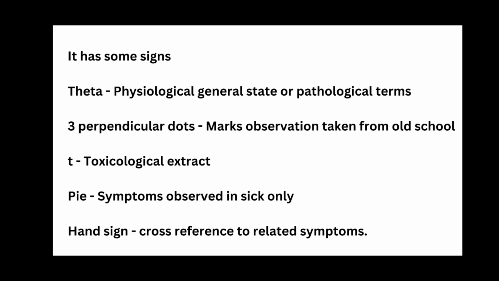3 perpendicular dots indicate observations taken from the old school. Sign T means the symptoms are extracted from toxicological source. Pi sign indicates symptoms observed in the sick only. Hand sign indicates cross reference to related symptoms. These points can be asked in match the following or assertion reasoning type of questions.